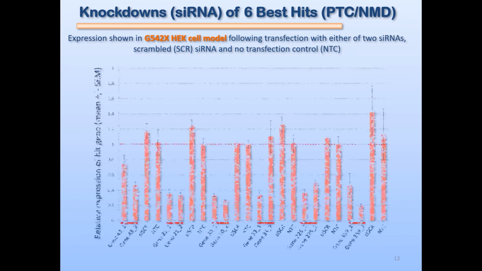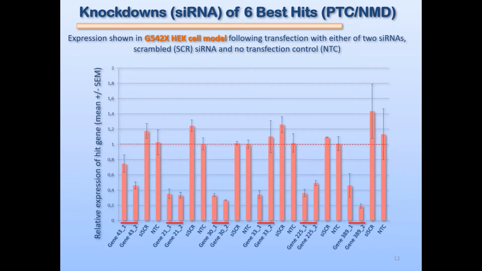So here we are showing the effect of siRNAs, because before we had used shRNAs, in knocking down 6 of our best hits. So we can see that the targeted genes are the ones with the red bars at the bottom of the graph along the x-axis, and these messenger RNA levels are compared under conditions with the scrambled siRNA, SCR, or the non-transfected control.